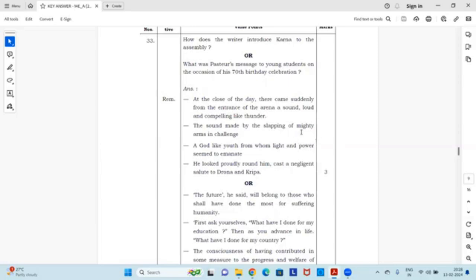Okay. At the close of the day, there came suddenly from the entrance of the arena a sound, loud and compelling like thunder.